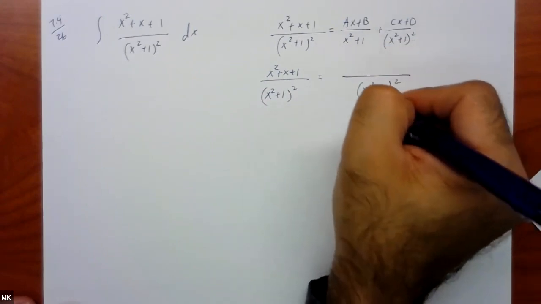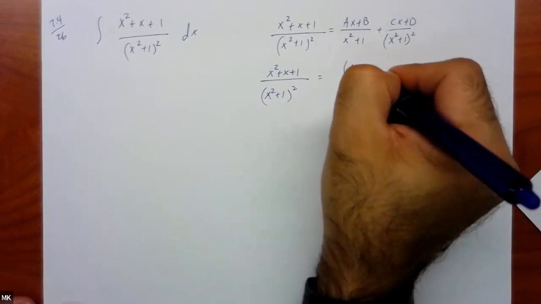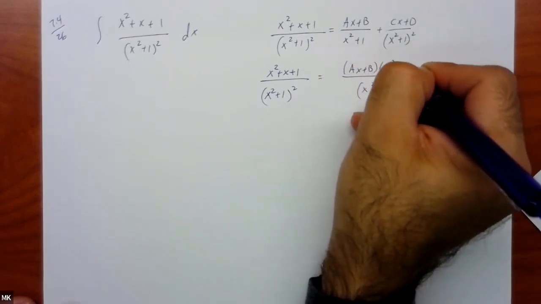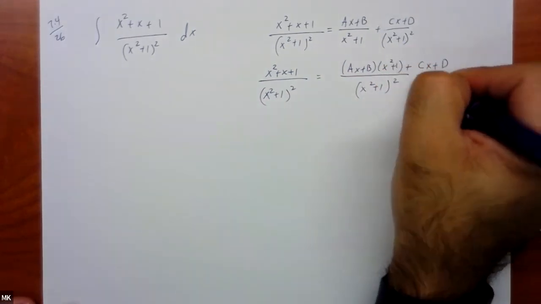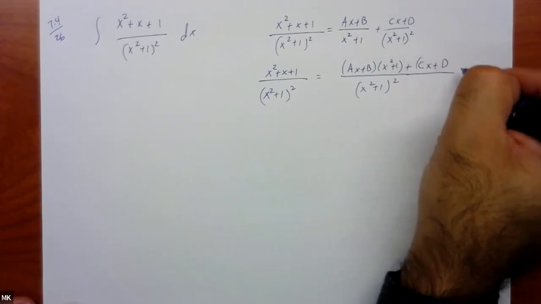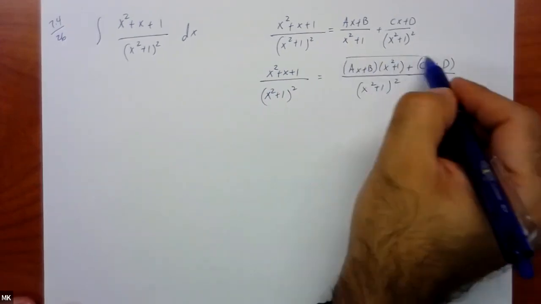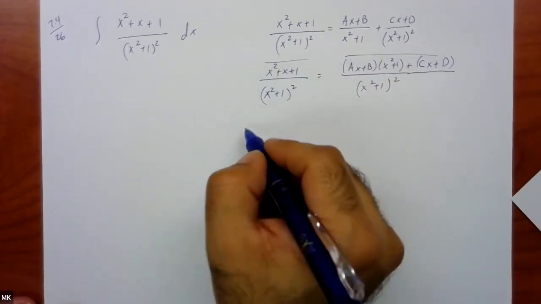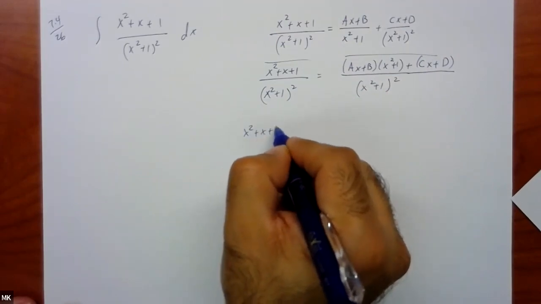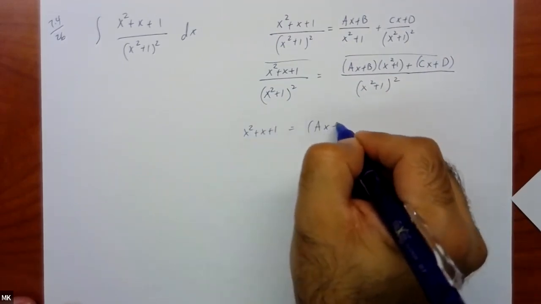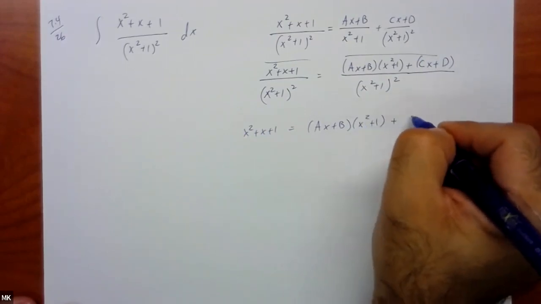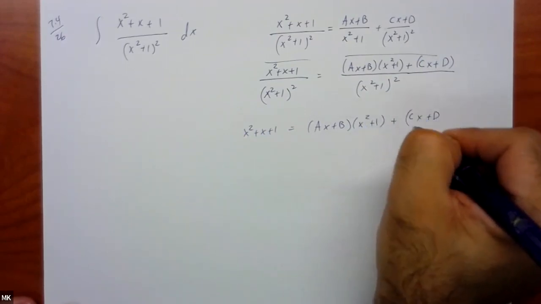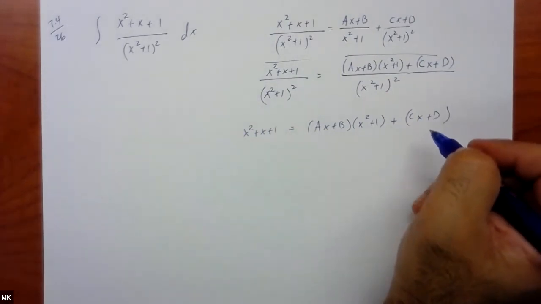And this one already has one of them, so I just get ax plus b times x squared plus 1. And then the other one already has everything that it needs, so it's really not much. That's already the denominator. So now I drop these two, I'm going to set them equal to each other. We have 4 variables to solve for: A, B, C, and D.